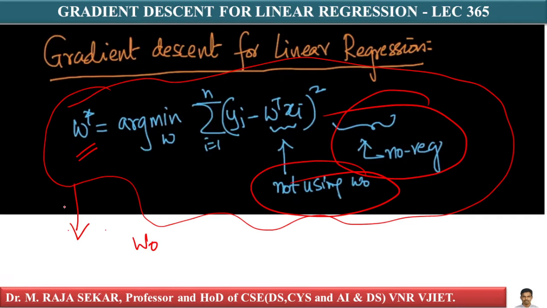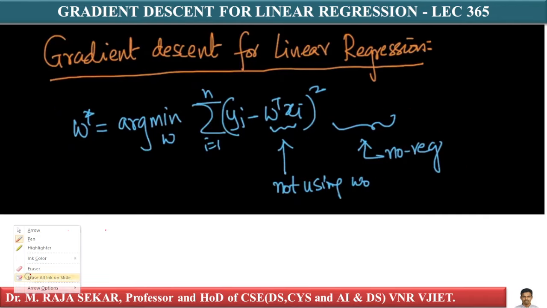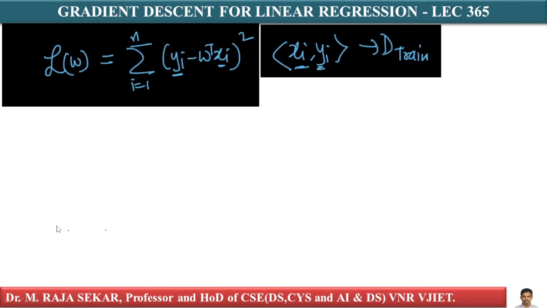How to apply gradient descent for this specific problem? Let's write down what L is. L equals sigma i equal to 1 to n, yi minus W transpose xi whole square. Remember, here xi and yi are part of D train. Given a training data, they are constants. So now, what is it that you want to find?